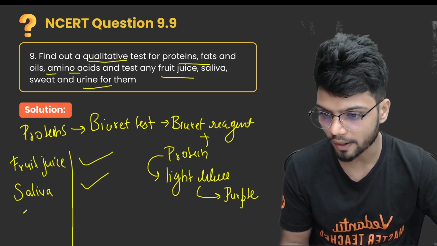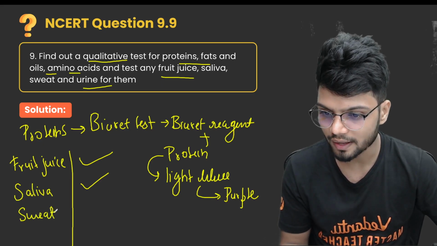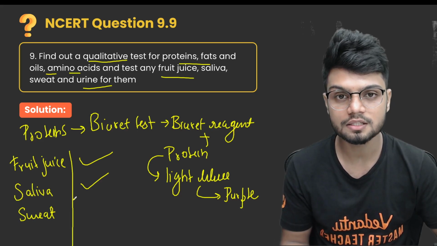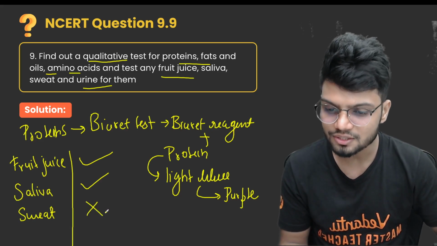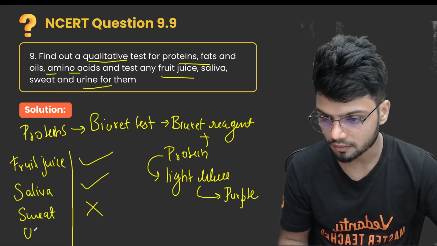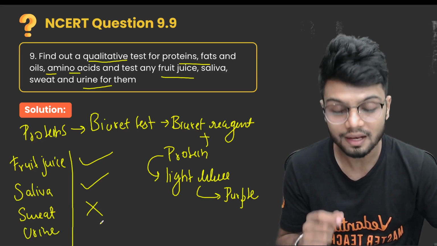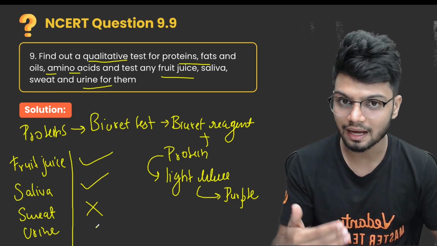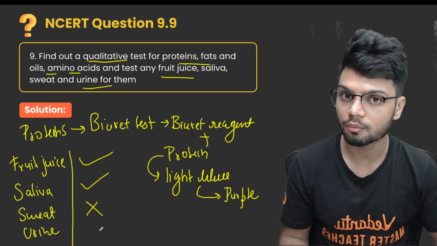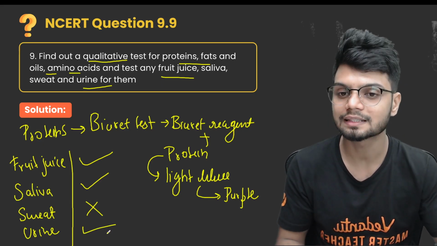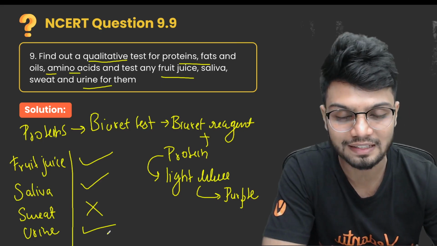What about sweat? The human sweat, any sweat. In the sweat we only have water and mostly minerals and salts. So proteins are generally absent in the case of sweat. What about urine? Most of the unused amino acids are removed from the body in the form of urine, which also has proteins in it. So protein will be present in the urine. That's for the first one. We're done with the protein test.